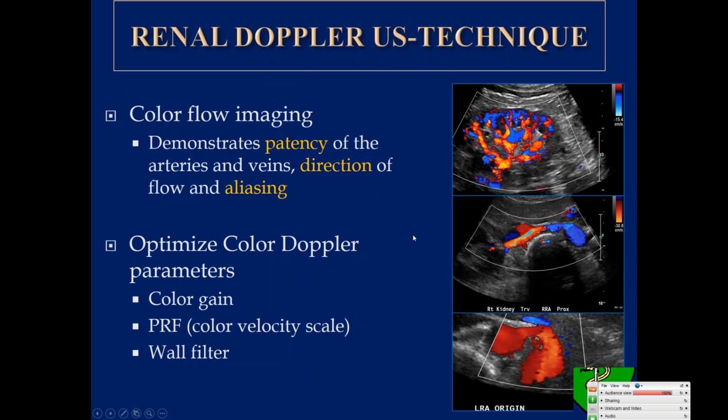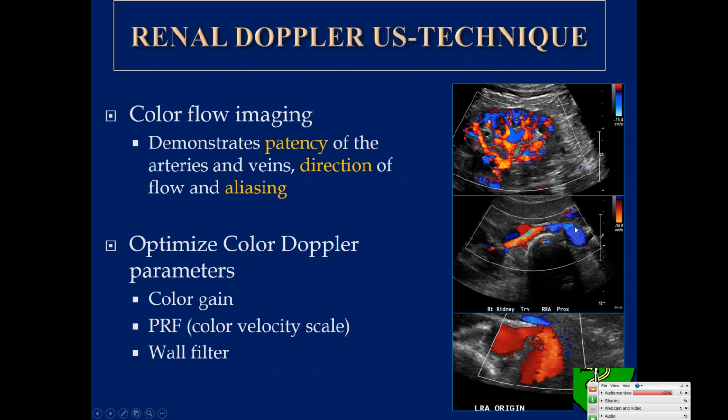We usually use not only grayscale, but all the modes such as color and spectral Doppler. With color mode, we assess the patency of the vessels and also the direction of flow, and we can also evaluate for any possible aliasing within the vessel. We wanted to optimize our color Doppler.